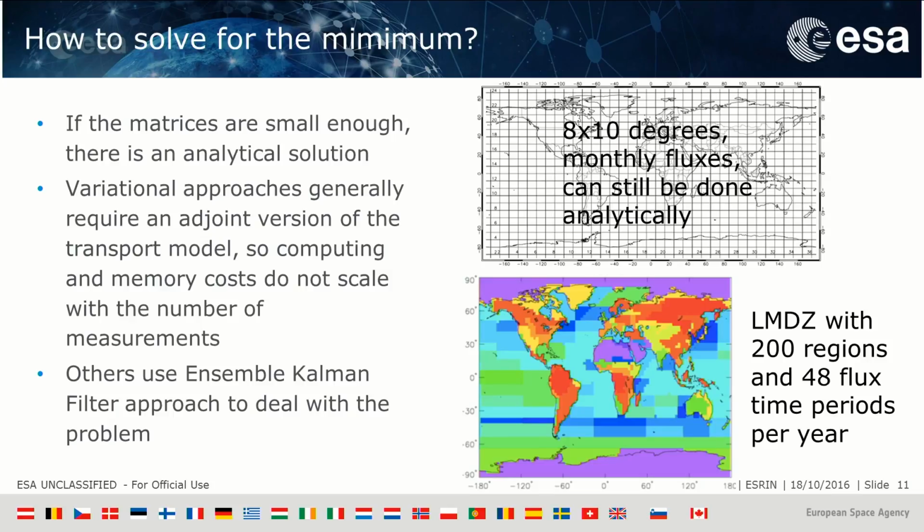So LMDZ is the model used by the French group at LSE. They have their standard model, which uses a variational approach, not unlike ours, but they also have a version of it that runs analytically, where they've grouped the surface areas into 200 regions, where the ocean regions are a bit bigger, and they can solve for 48 flux time periods per year.